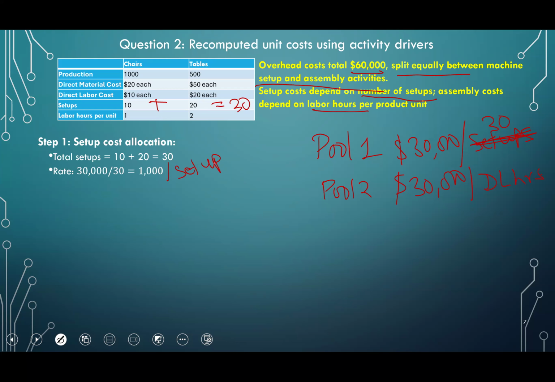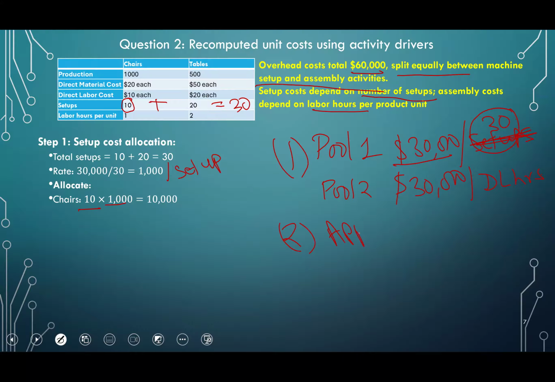Okay, I did exactly the same thing as I did on the previous slide. I took the dollar amount and I divided it by the base, except that the dollar amount and the base are now split into two. Okay, how do I allocate this? Once I have the rate, I do step number 2: number of setups used by chairs multiplied by the rate. Remember, this was my step number 1. This used to be my step number 2.